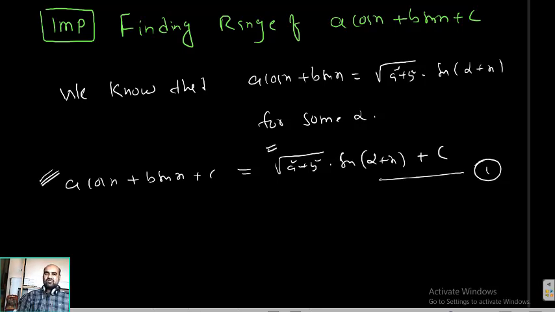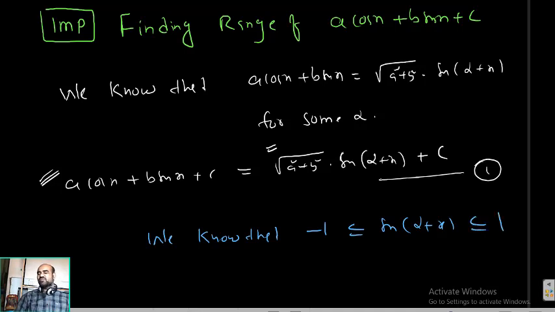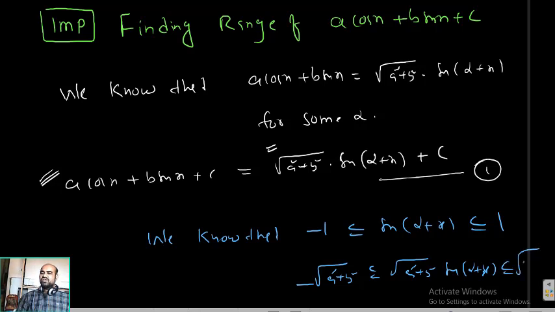Okay. So we know that minus 1 is less than or equal to sin of alpha plus x, less than or equal to 1. Sin of something should lie between minus 1 to 1. Now I want to multiply throughout by root over a square plus b square. Root over a square plus b square is a positive number, so the inequality won't alter. Minus 1 into that term, minus root over a square plus b square, is less than or equal to root over a square plus b square into sin of alpha plus x, less than or equal to 1 into root over a square plus b square.